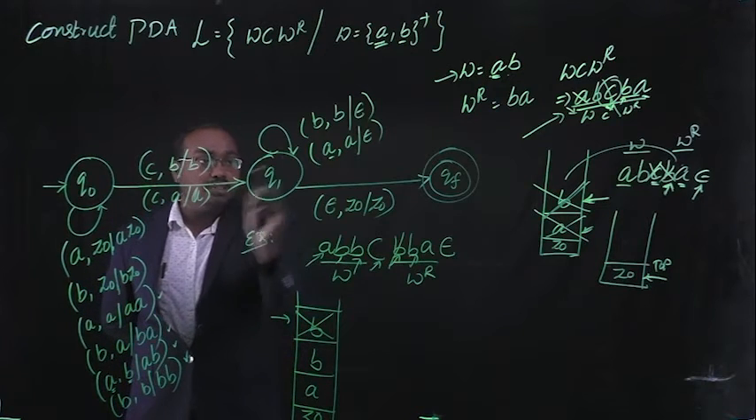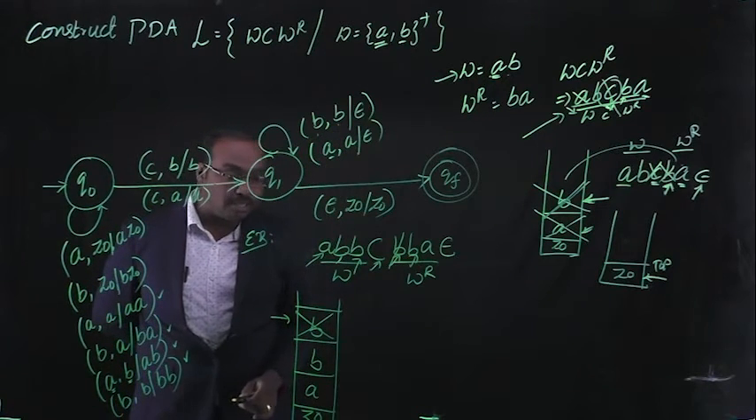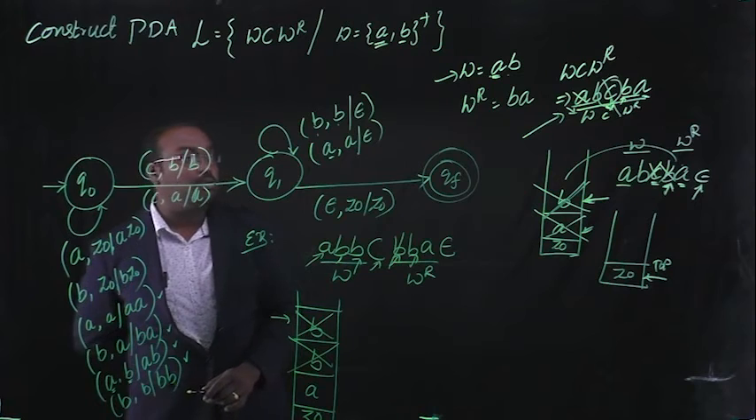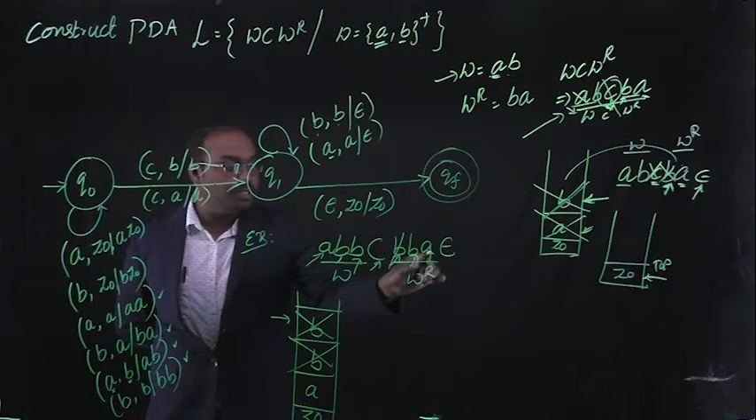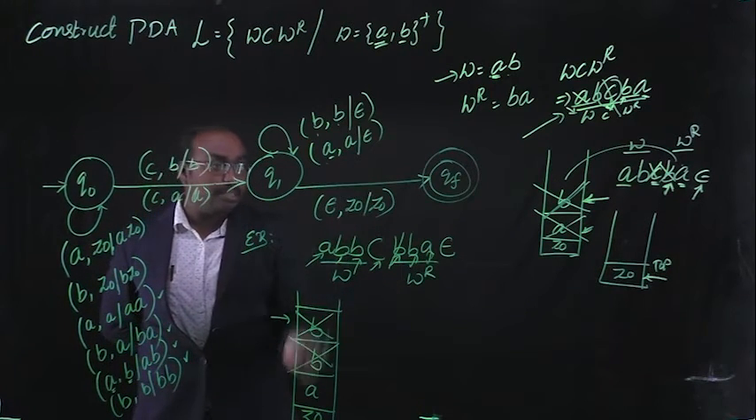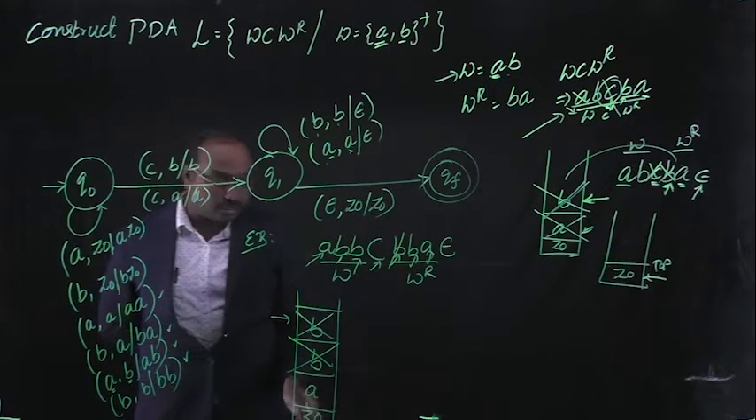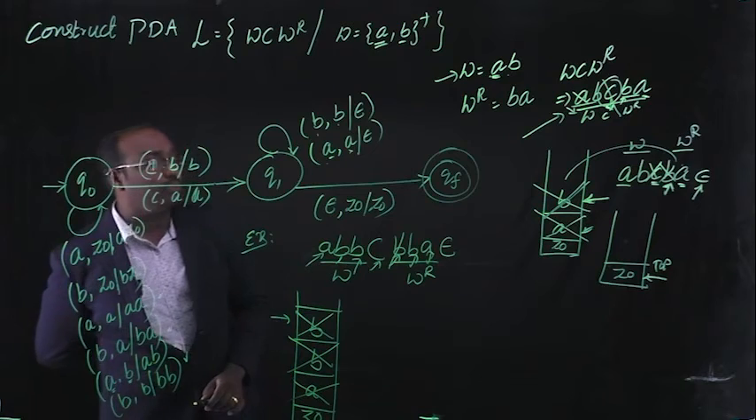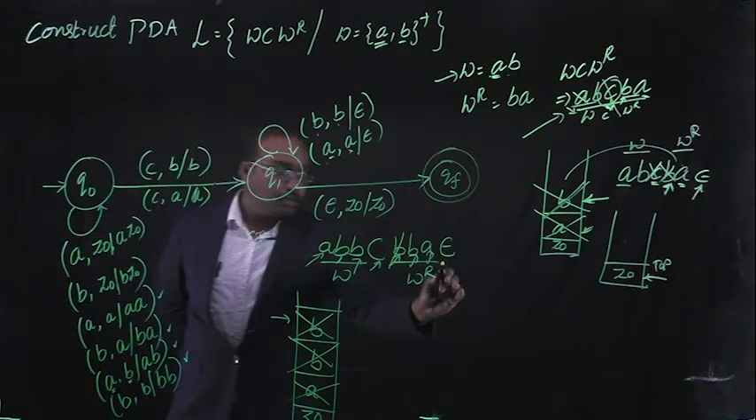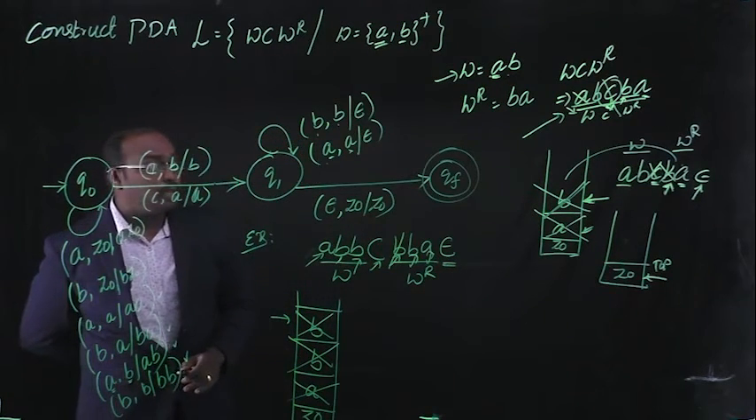Now the input symbol is B and the stack's top element is B, so we can remove this element from the stack. The next input symbol is A and the stack's top element is A, so we can remove that element from the stack. That means this element also should be removed from the stack.